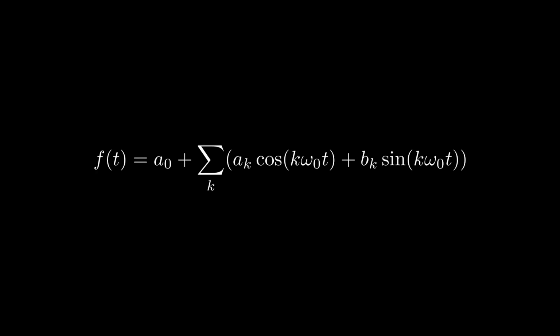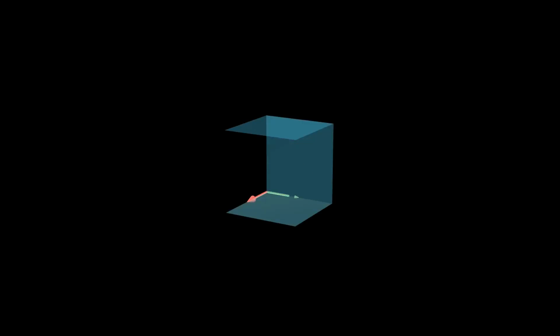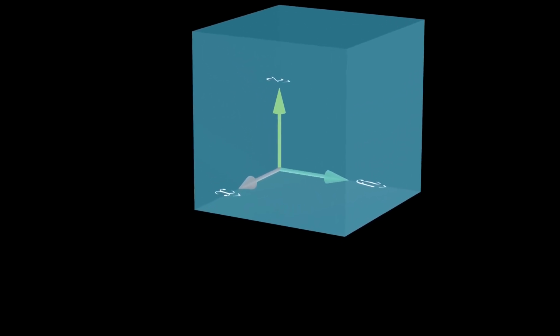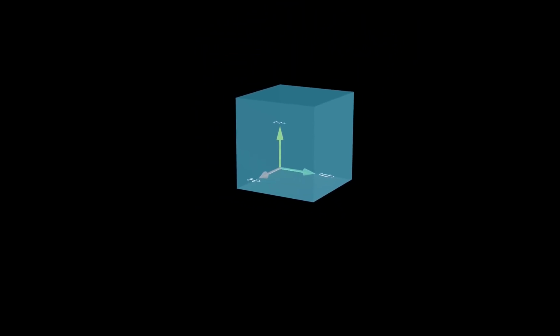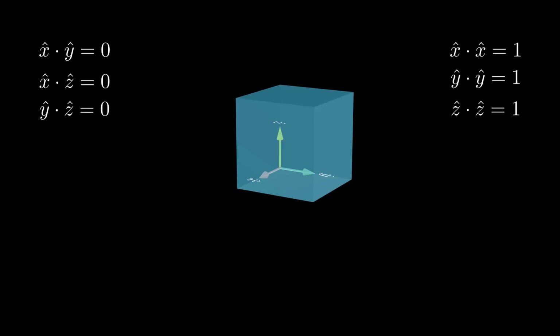Why does it need so many terms of sine and cosine? To explain this, I'd like to draw an analogy with a vector space. Consider a cube with 3 arrows at one of its corners. The red arrow represents the x-axis, the green arrow the y-axis, and the blue arrow the z-axis. They are unit vectors for each dimension of space. Visually, we know that they are orthogonal to each other.